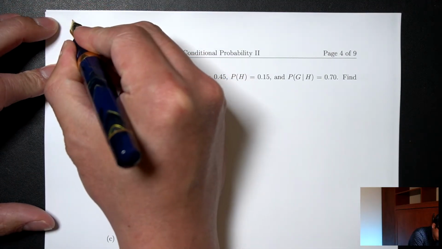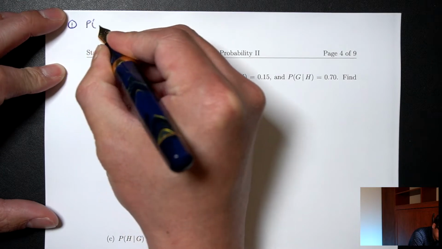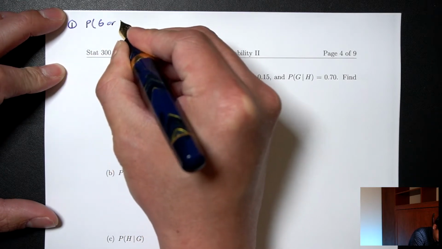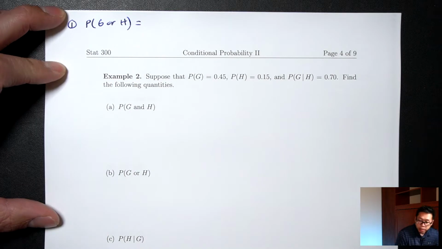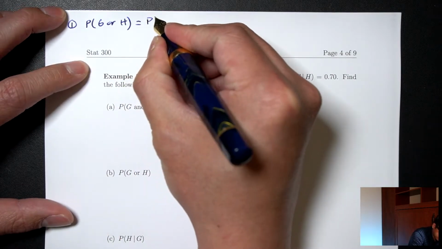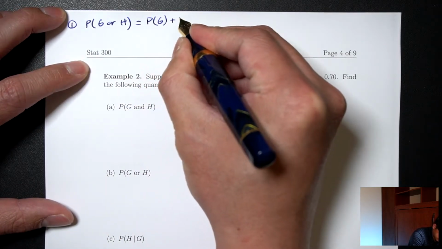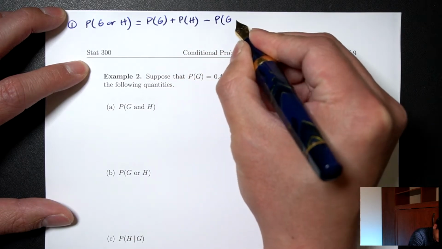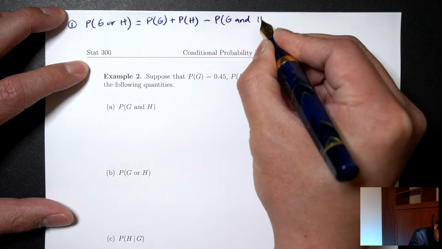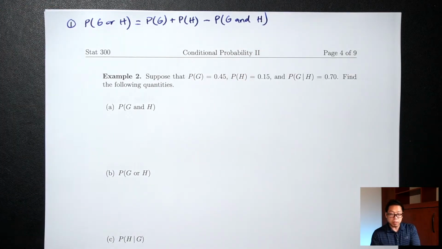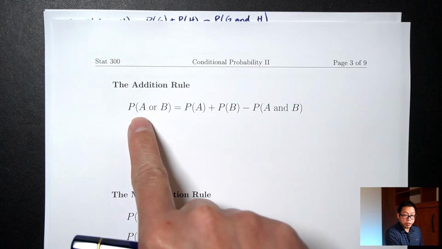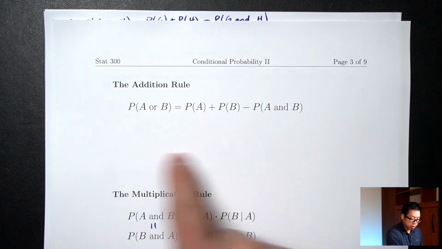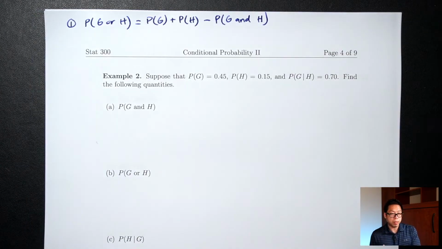So the first one is the addition one, so that's probability of G or H is equal to probability of G plus probability of H minus the probability of G and H. And all I did was I replaced the A with G, the B with H. Okay, that's the first one, which is the addition rule.